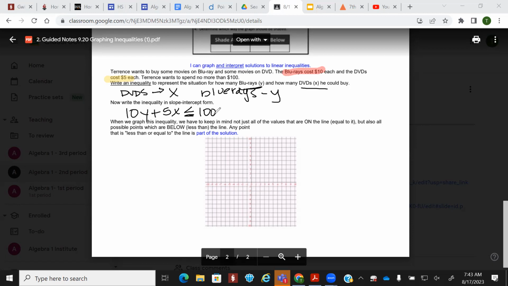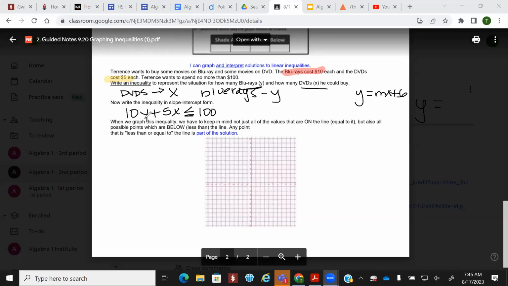So we see how I put that together. I said, how much is each item? Multiply it times that variable, and then no more than 100. Can you take a moment and see if you can graph this guy? You've got to rewrite it in that y equals mx plus b format, right? So you've got to solve for y before you can do anything.